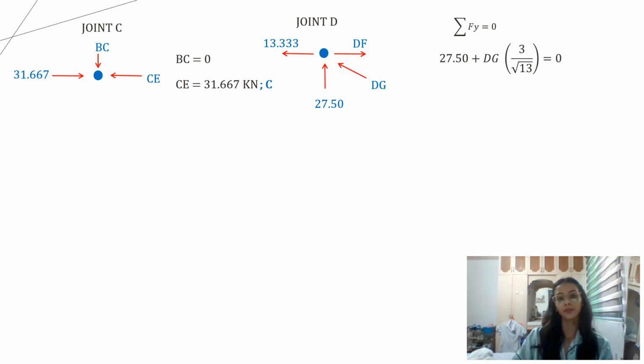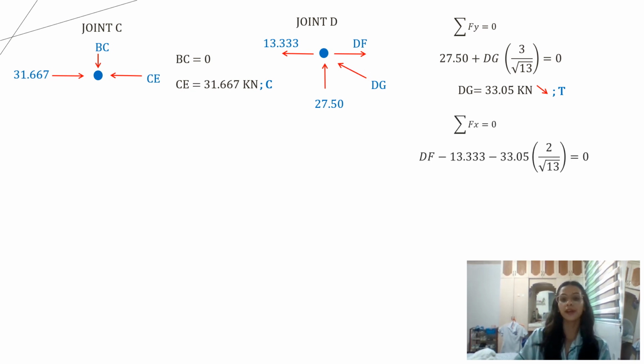Our summation of Fy, to find out what is DG, we have the reaction 27.50 plus DG times 3 over square root of 13 is equal to 0, and then the answer for our DG is 33.05 kN. Since it is negative, our assumption is wrong, so DG is pointing downward to the right, and it is tension since it is pulling our truss.